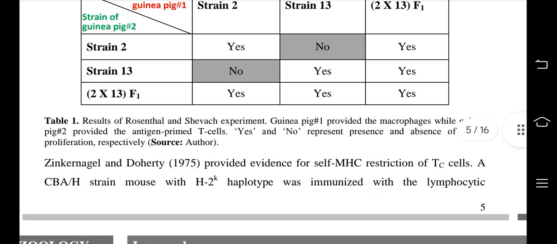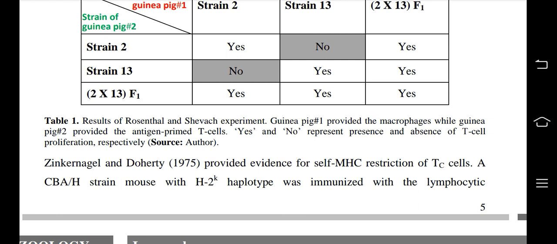Results of this experiment: guinea pig 1 provided the macrophage while guinea pig 2 provided the antigen-primed T cells. Yes and no represent presence and absence of T cell proliferation. Scientists also provided evidence for self-MHC restriction of TC cells.